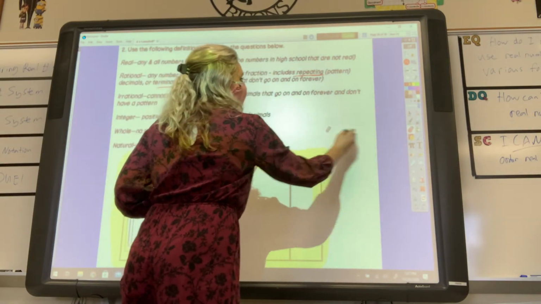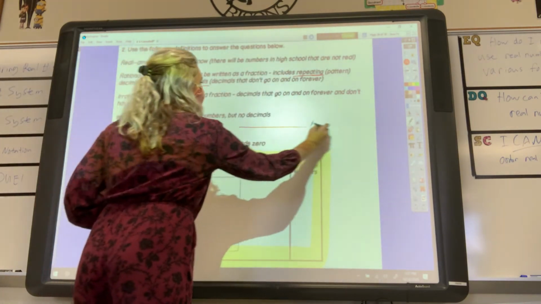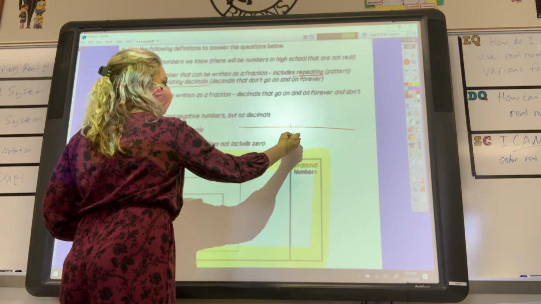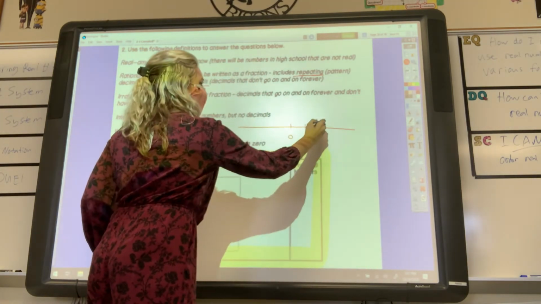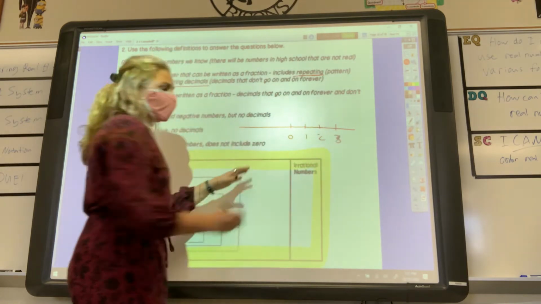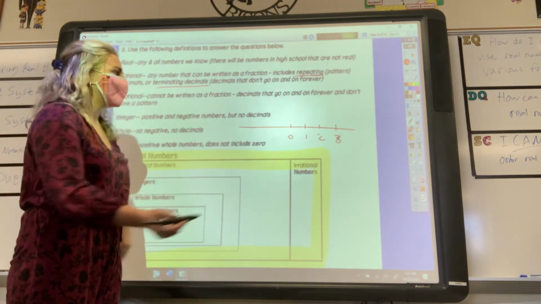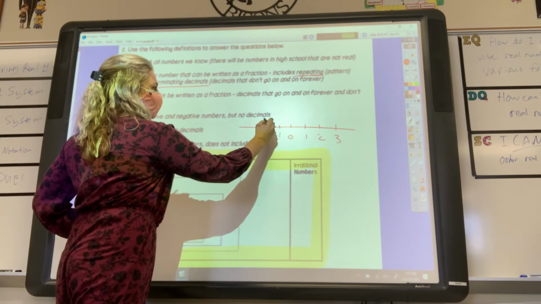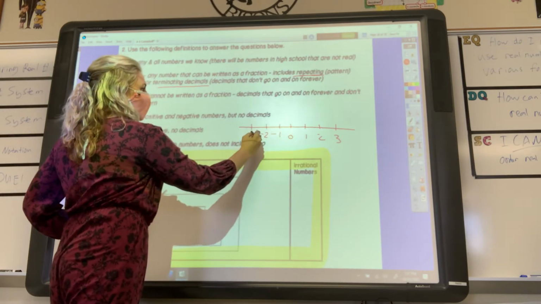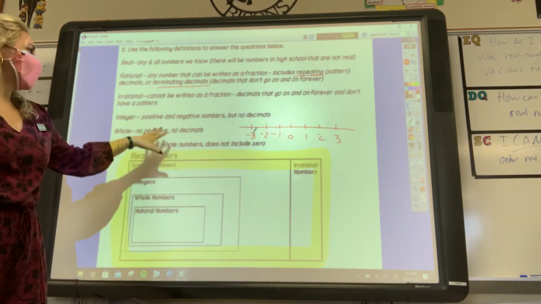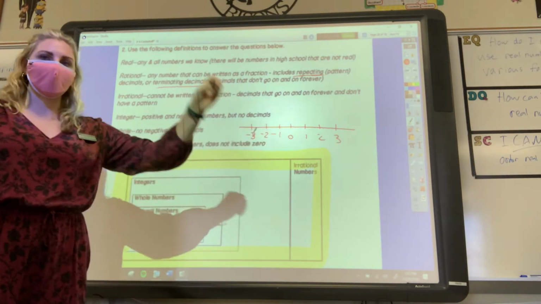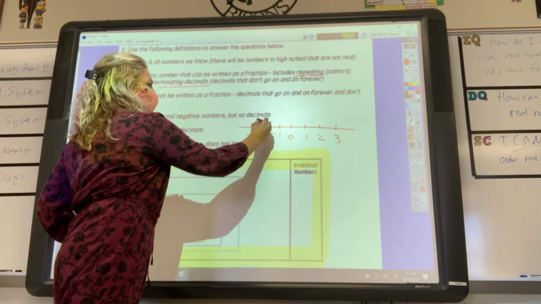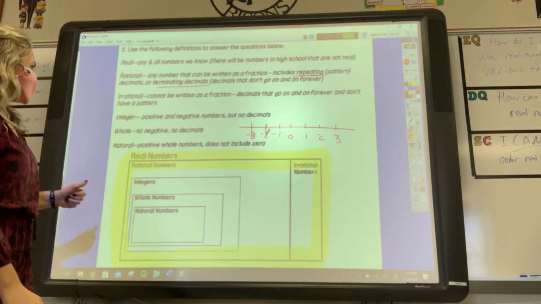So this is where I want you to think number line. On a number line, we have 0, 1, 2, 3. So we could go all the way positive, but we also have to include our negative numbers. So when you think integers, I want you to think positive and negative numbers, but no decimals, just those initial numbers that I've written here.